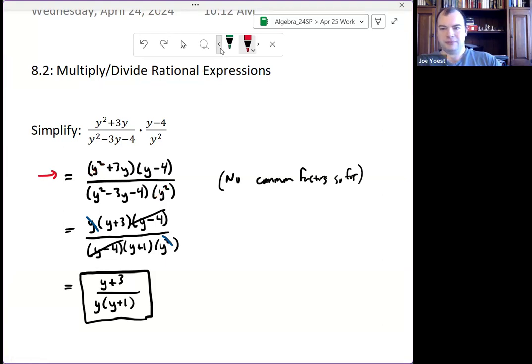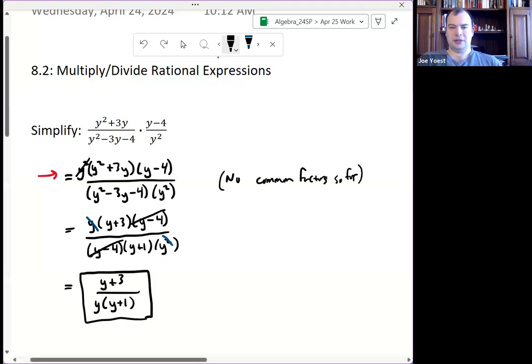Now, in a different problem, if I had a factor of y squared out in front, say y squared times y squared plus 3y times y minus 4, this y squared is connected to the rest of the numerator by a times. So this would be eligible to divide out that one in the denominator, which is also connected to everything else by a times.